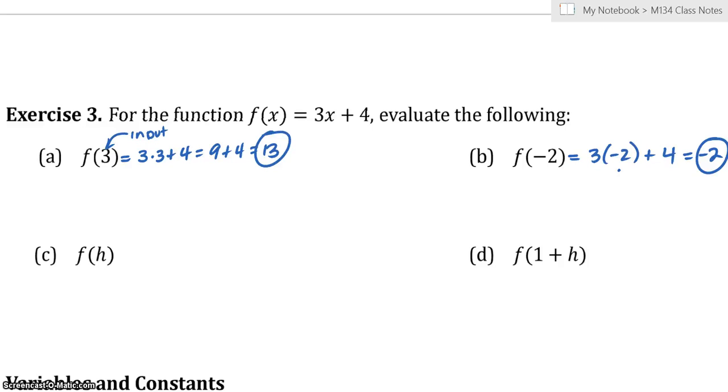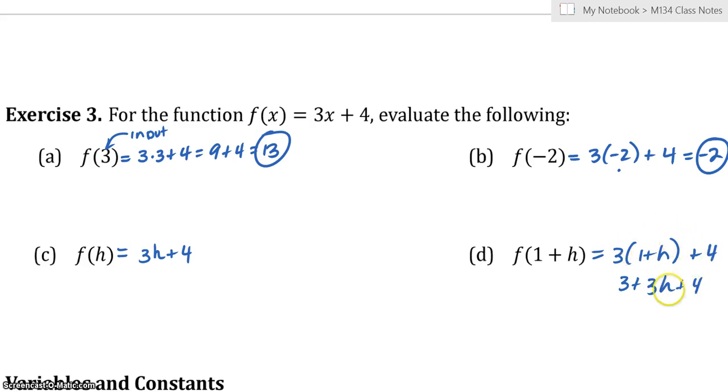What about f of h? That would be 3h, again plugging in for the h. What about f of 1 plus h? If you got this correctly, move on to the video to see 1 plus h. But if you didn't, pause it again and retry it. Instead of an x, you plug in a 1 plus h. So it's 3 times the quantity 1 plus h, plus 4, which, by the way, is 3 plus 3h using the distributive property, plus 4, and I can combine like terms. There it is.